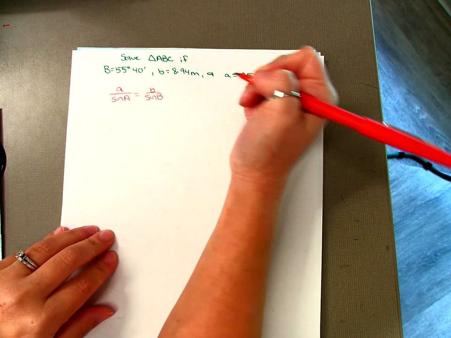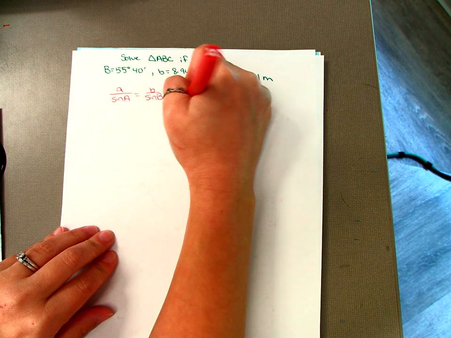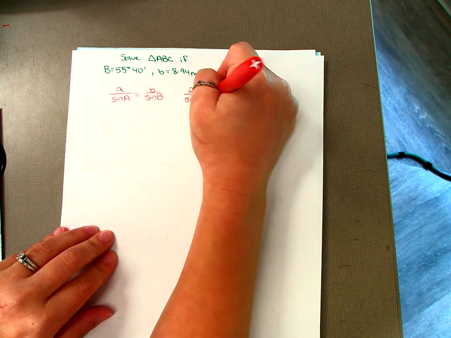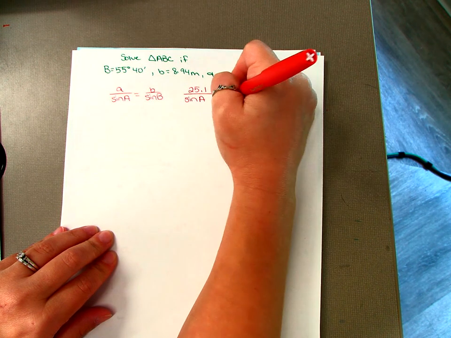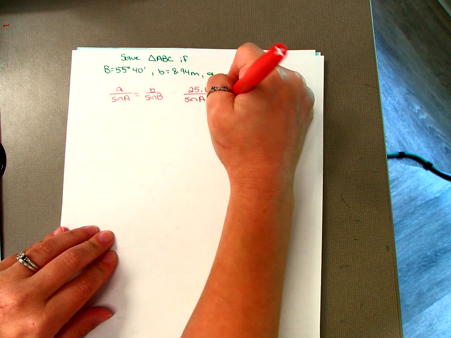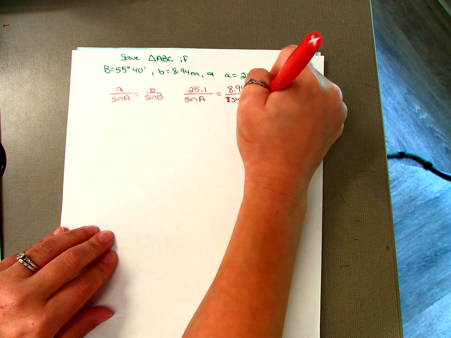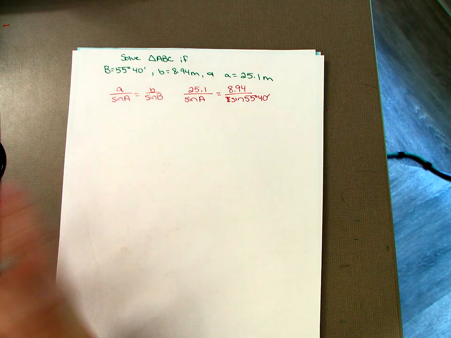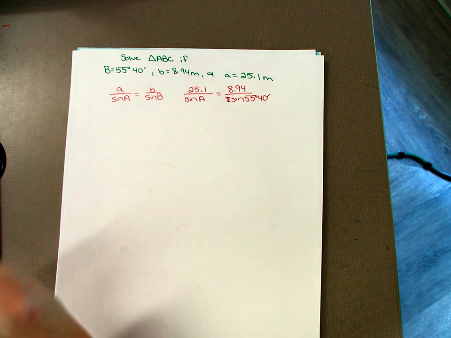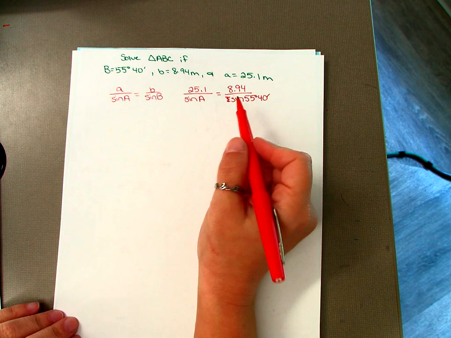So A is 25.1. We don't know what angle A is. That's what we're going to find. B is 8.94, and angle B is 55 degrees 40 minutes. Now obviously we're going to have to convert the minutes, but we can wait to do that for a little bit. So let's get sine A all by itself.